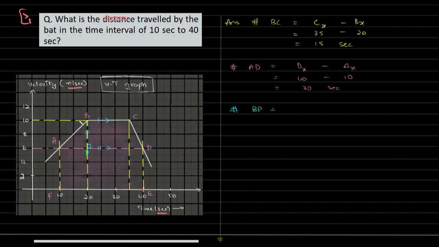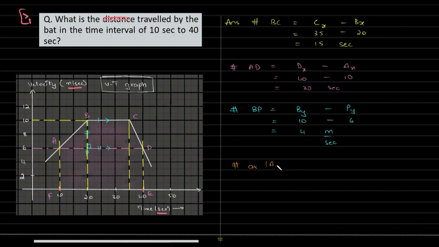So BP is projection of B and P onto the y-axis because this is parallel to y-axis. So we are looking at BY minus PY. So BY is 10, PY is 6, and the difference is 4. Unit is meter per second. And that's it.